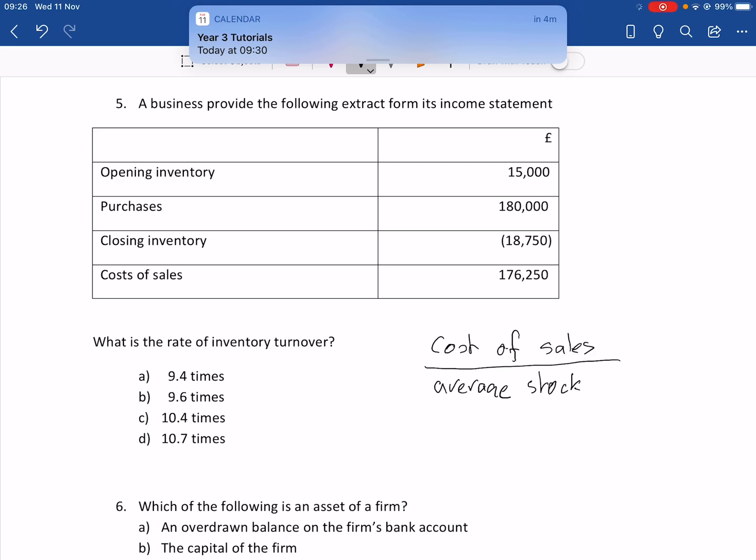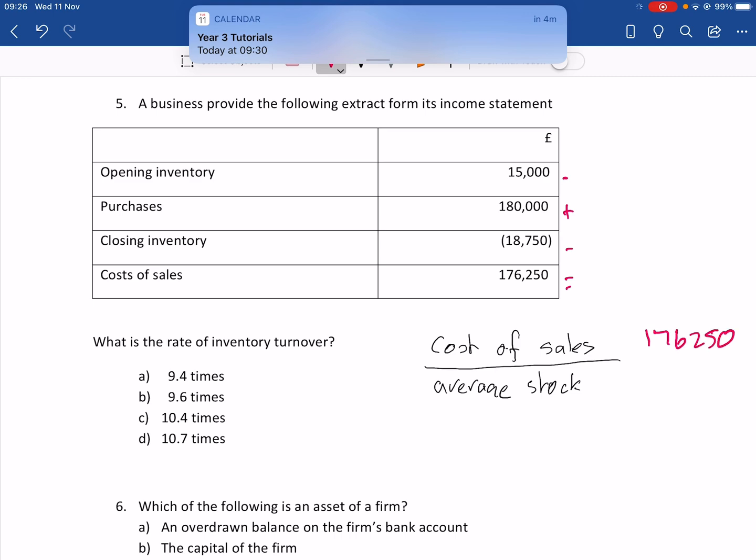So to do this calculation, we first need the cost of sales, and we've done this before in class. Cost of sales is calculated by your opening stock plus your purchases minus your closing inventory equals your cost of sales. So this is how much it costs us for those sales.